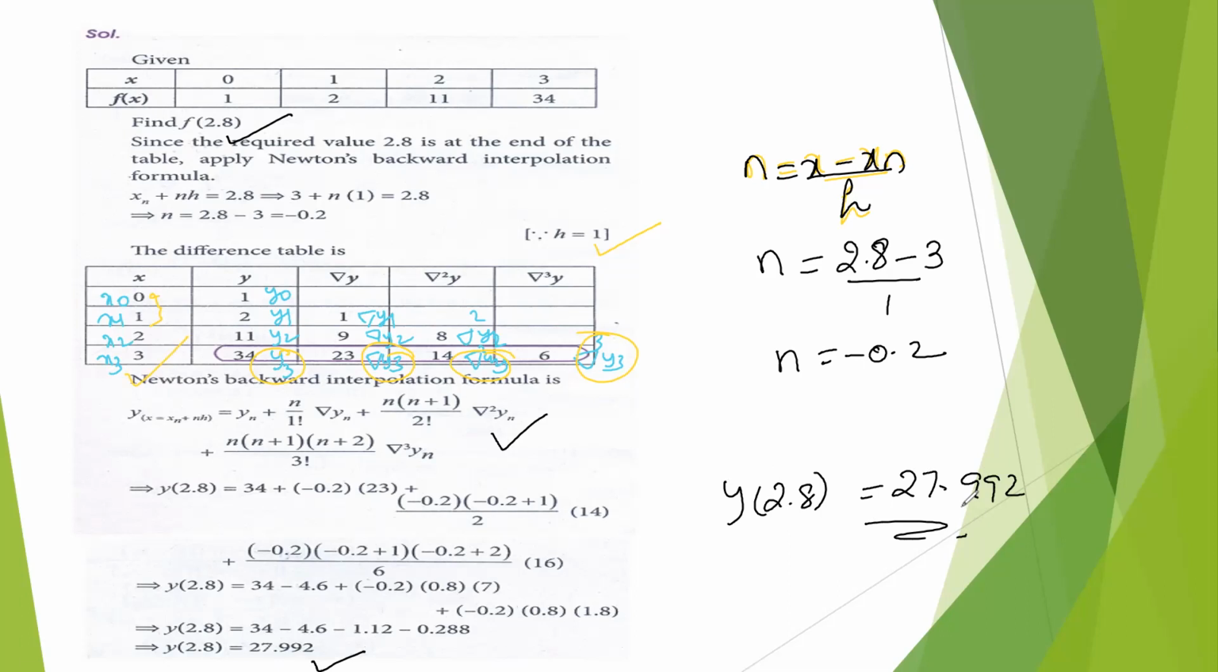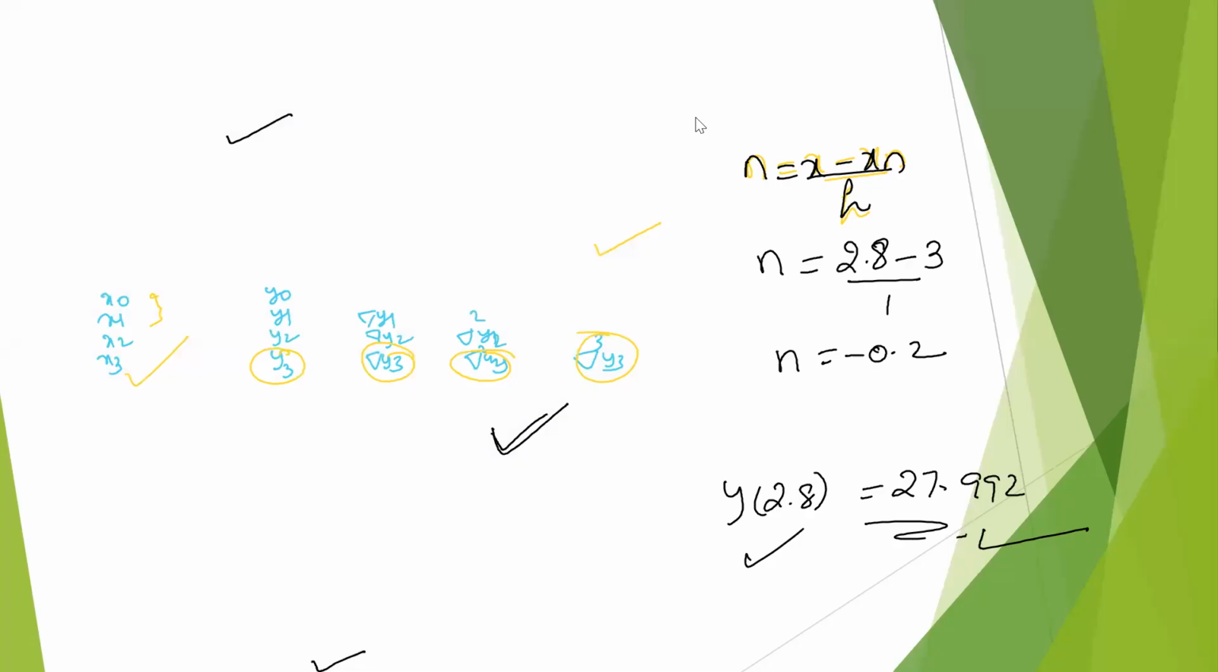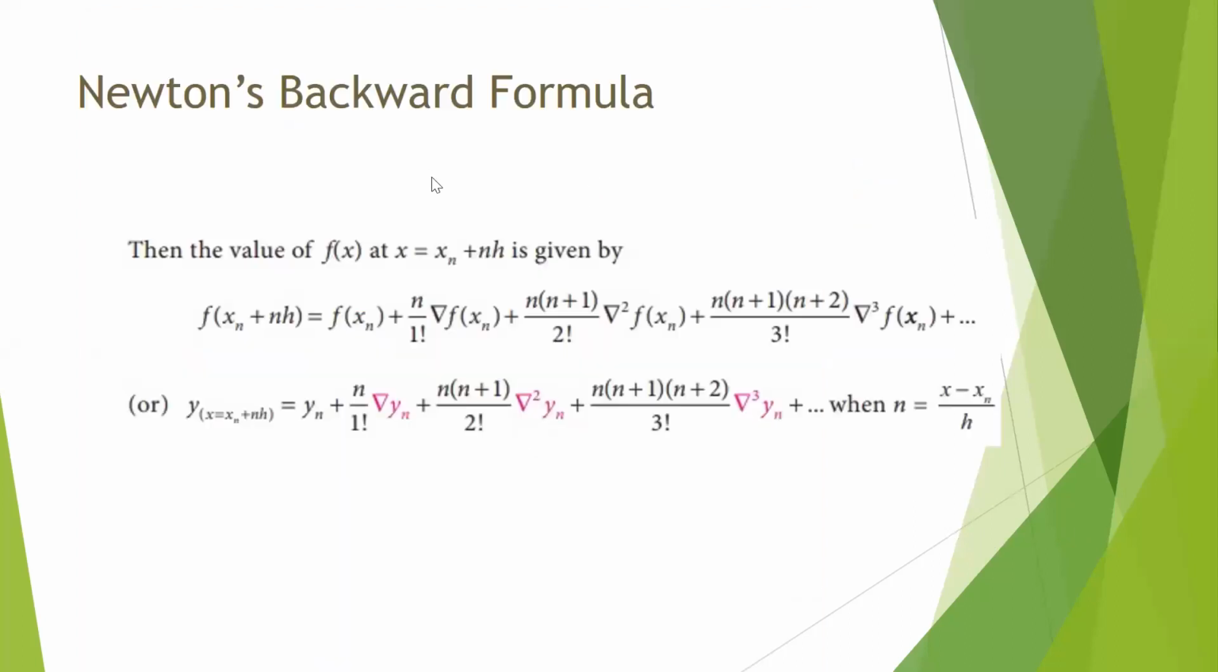What is the working procedure we have utilized here? First, we calculate the n value and the h value. We generate the backward difference table. From the table, we pick the values y3, nabla y3, nabla square y3, and nabla cube y3. Then we write the formula, put all these values in, and by using a calculator we get the final answer as 27.992, which is y of 2.8. In this way, we are supposed to utilize Newton's backward formula. With this, we are done with Newton's backward formula.